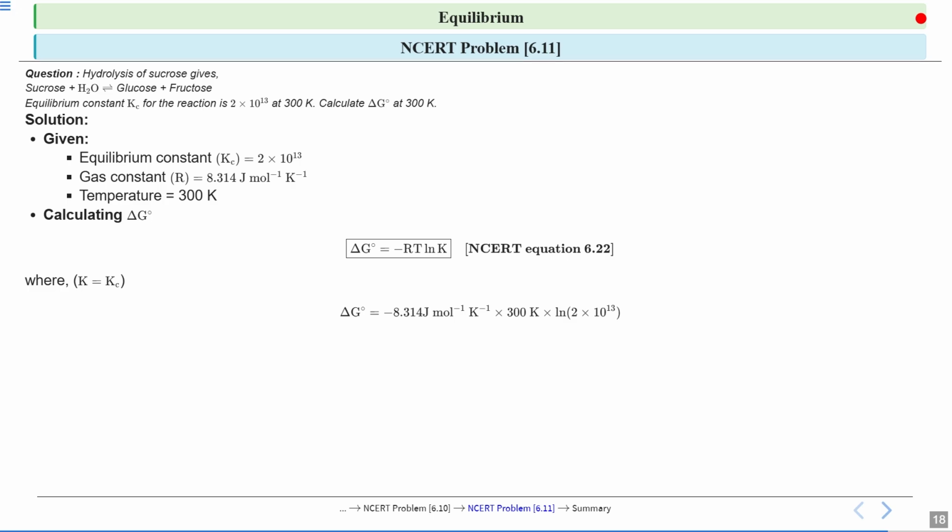So the final equation can be delta G naught is equal to minus 8.314 joule per mole per Kelvin multiplied with the temperature, which is 300 Kelvin, then ln 2 into 10 to the power 13. If you calculate this, you will get your final answer as minus 7.64 into 10 to the power 4 joule per mole. Now you can conclude here that the opposite thing is also true. How? We have taken a Kc value which is greater than 1. As a result, we are getting a Gibbs free energy change value as negative. That means if your product is favored, the reaction will be spontaneous. So it is very clear from the value.